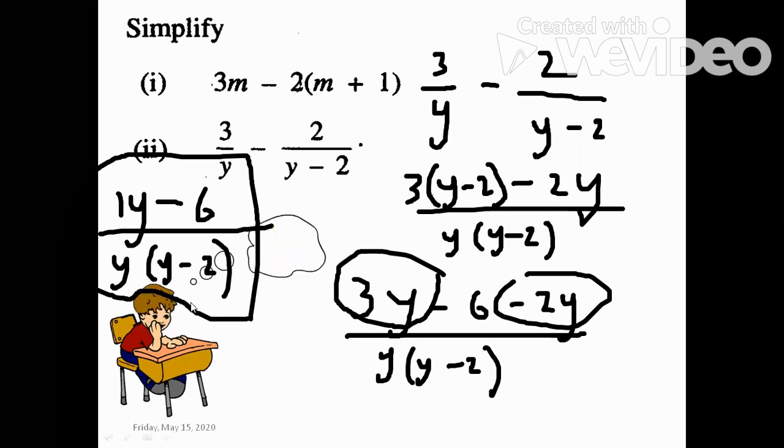By the way, this 1y and this y cannot cancel. So you leave it like that.